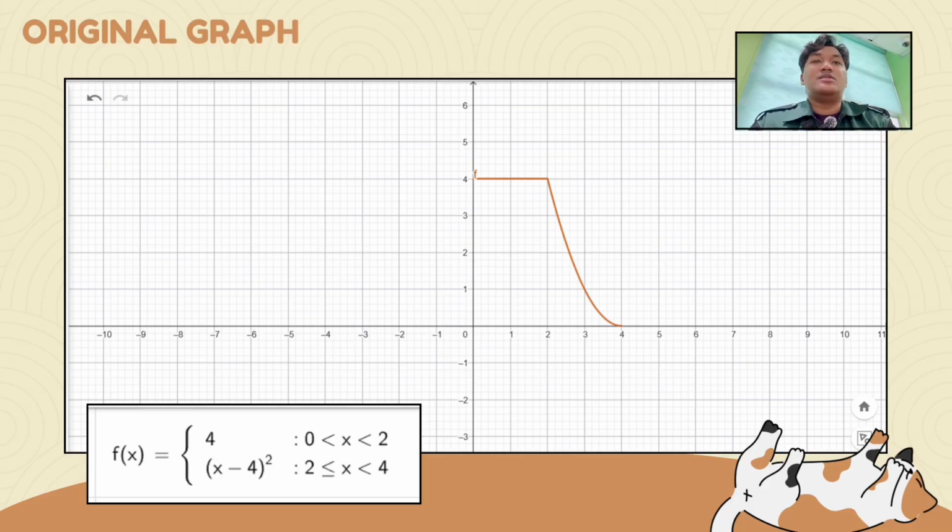We can see from x = 0 to x = 2, a flat horizontal line at height y = 4. From x = 2 to x = 4, a parabolic curve starting at (2, 4) and curving downward, ending exactly at (4, 0). This original curve serves as the right-hand side foundation for both the even and odd extensions for our next calculation.